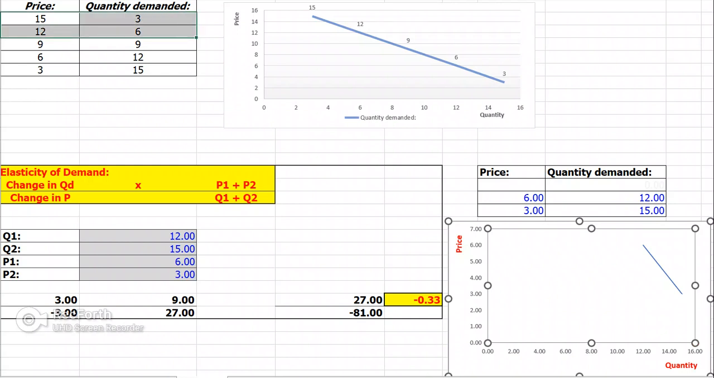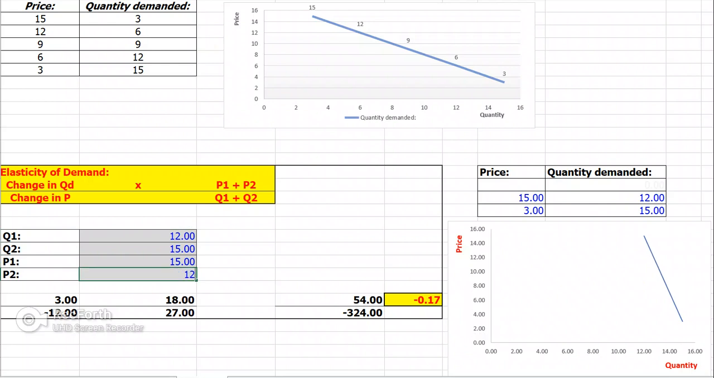If, however, we go to the top two and take the price point there of €15 and €12, and then the quantities demanded of 3 and 6, you can see it's a completely different elasticity. The price went down by €3 from here to here, and the quantity demanded increased by 3 units from the first price point to the second, but it's a completely different elasticity, and this is because of proportionality.